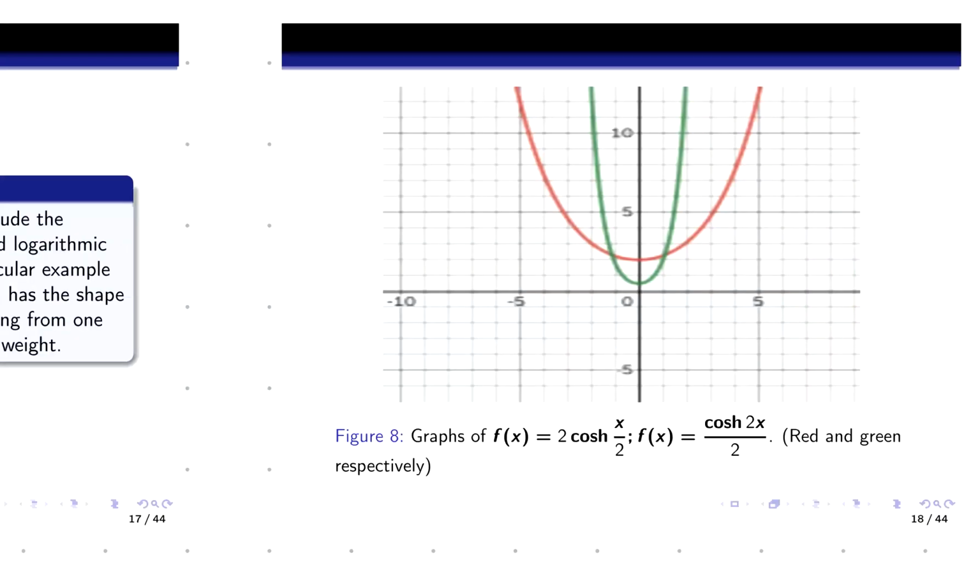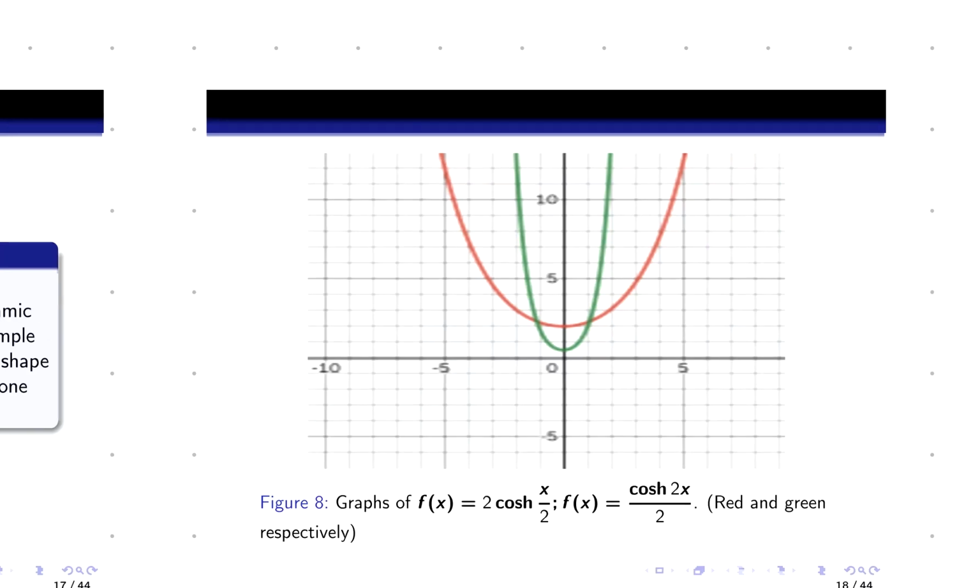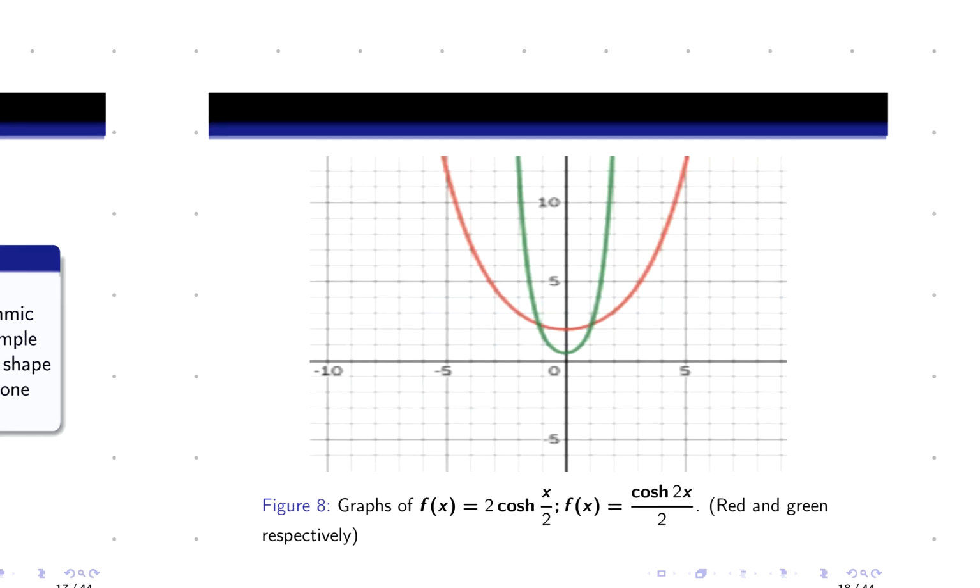So you have something like a cable hanging between two points. So this is a good example. For instance, you have 2 cos(x/2), which is the red line. So something like a line suspended, and then you have f of x, which is cos(2x)/2. It's also another transcendental function. So that one is not as wide as 2 cos(x/2).